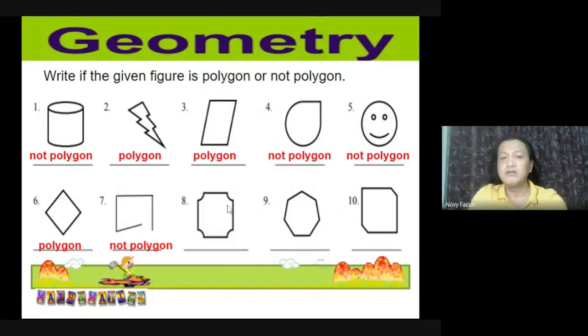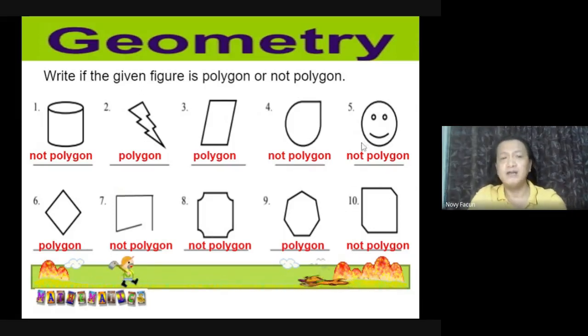Number 8, kung titignan natin ito, meron siyang line segment, pero dito meron siyang curve, yung part na to. So, therefore, not polygon na siya. Number 9, this is a polygon because this is two-dimensional shape. And for last one, number 10, this is not polygon because this belongs to three-dimensional. Ibig sabihin, hindi siya two-dimensional.